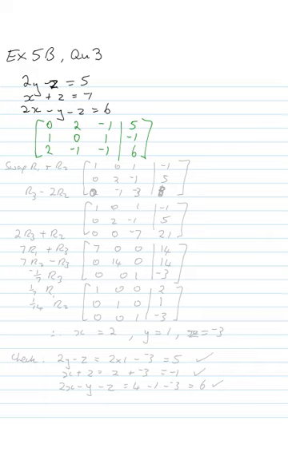Okay, so the first thing I'm going to do, I'm going to swap row 1 and row 2. So simply switching their places now. And the bottom line isn't going to be changed.